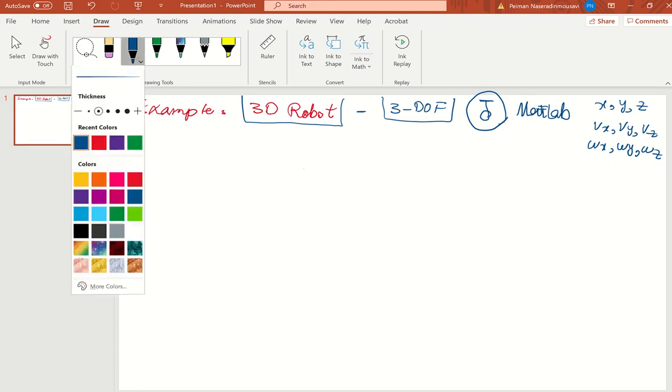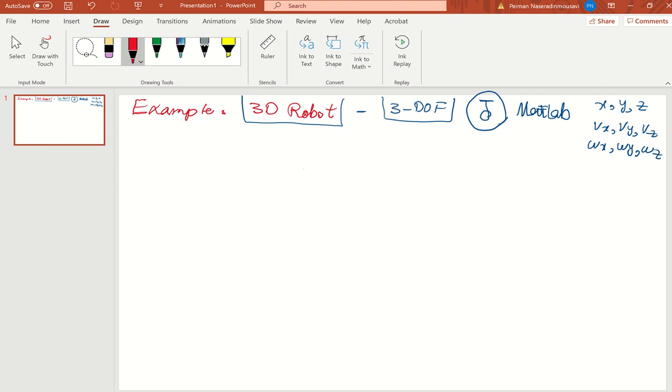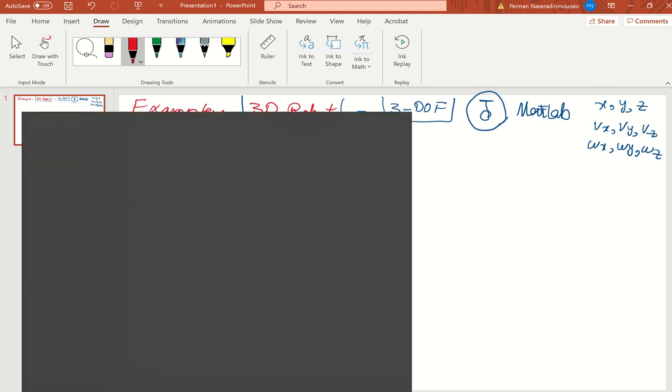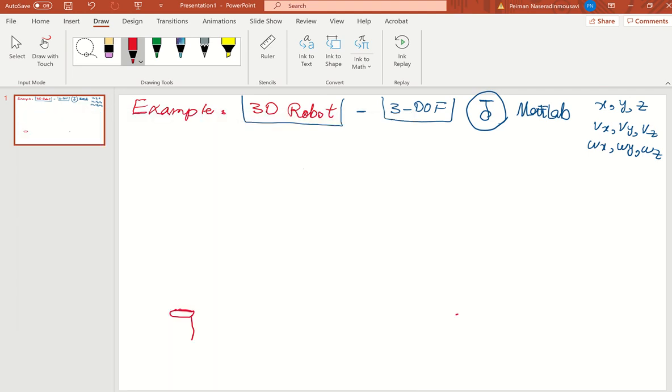Okay, so this is the robot. I have a revolute joint here. This revolute joint is connected to another revolute joint, and this is going to be connected to another revolute joint, and this is going to be connected to the end effector. Here we go. This is our end effector.